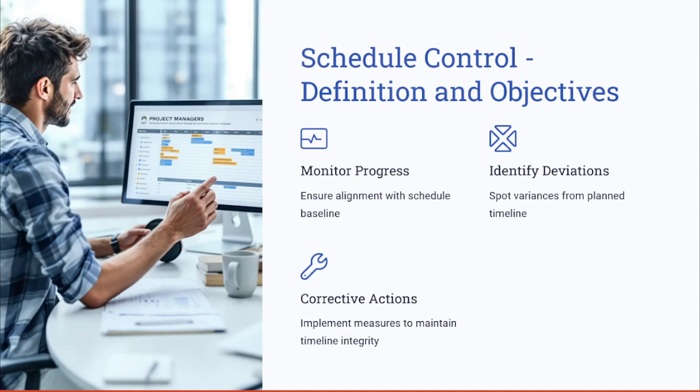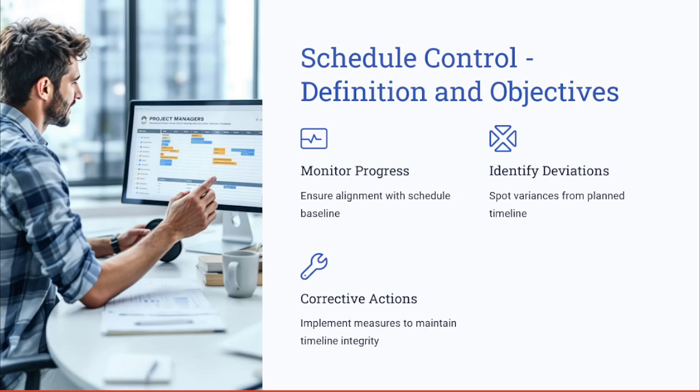Now let's move into schedule control. Schedule control is the process of monitoring the project progress against the schedule baseline. I know that we have to mention this topic in the monitoring and controlling process group, but here we have mentioned it just to highlight the key importance of the schedule baseline.